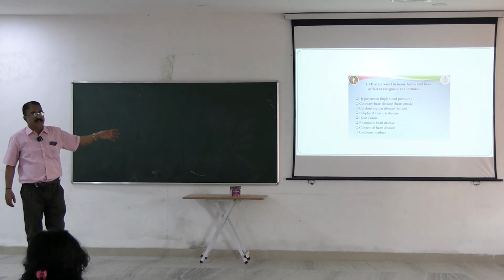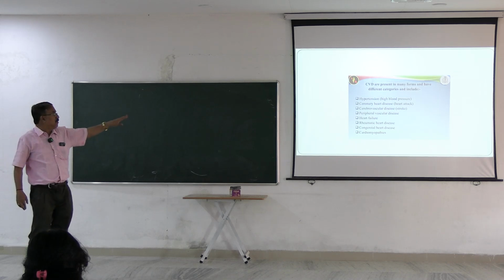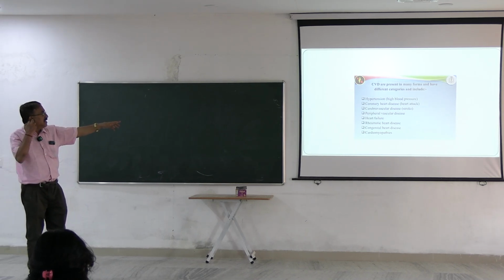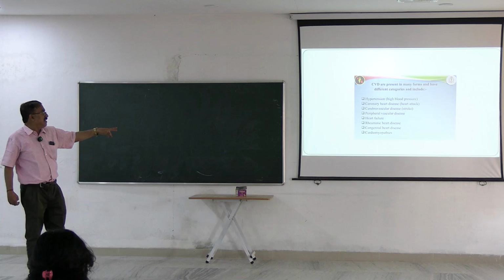So this presents in various forms, but the more important forms as far as we are concerned are hypertension, coronary heart disease, cerebral vascular disease, peripheral vascular disease, and heart failure. Rheumatic fever, rheumatic heart disease and congenital heart disease usually occur in the young age group.